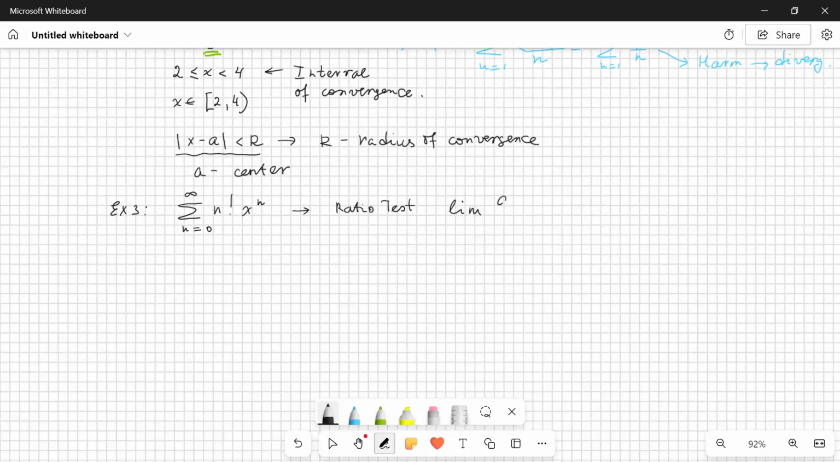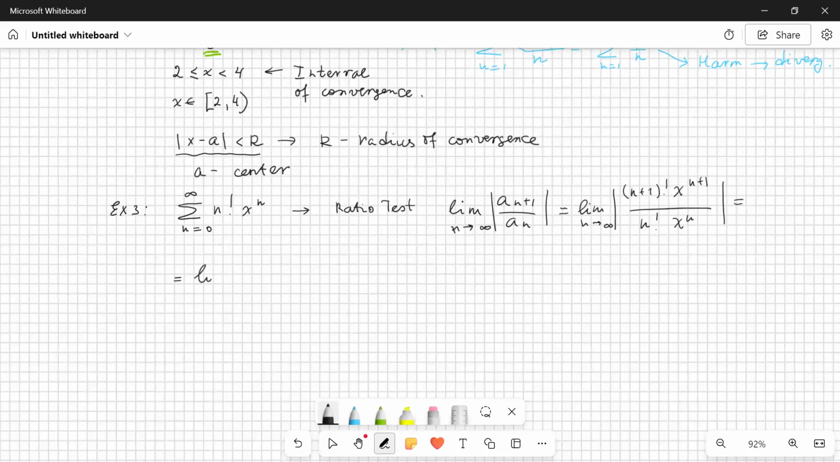Ratio test: limit of the absolute value of a_(n+1) over a_n as n goes to infinity. So let's have it. Limit: we have (n+1)! x^(n+1) over n! x^n, as n goes to infinity. Let's simplify it.